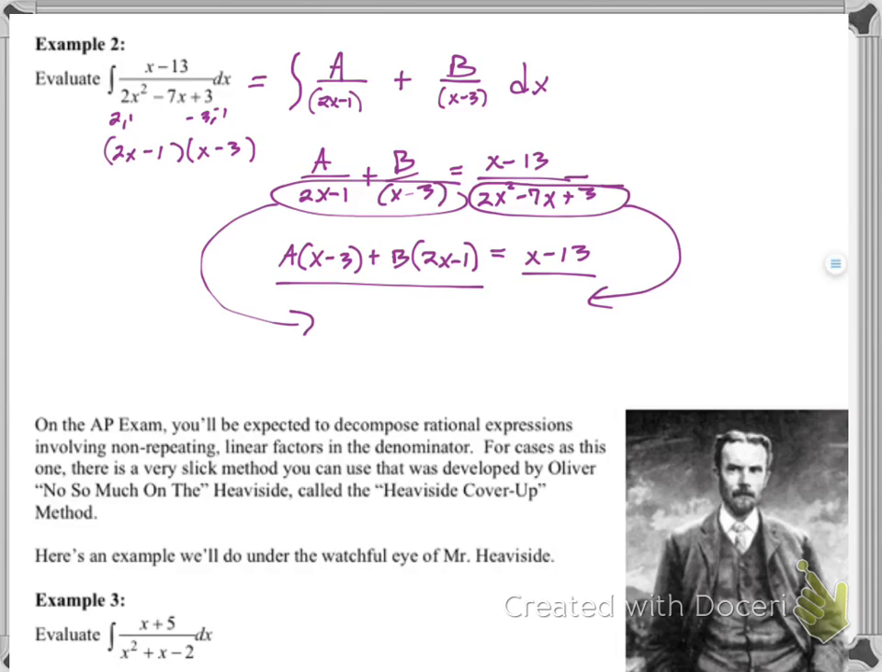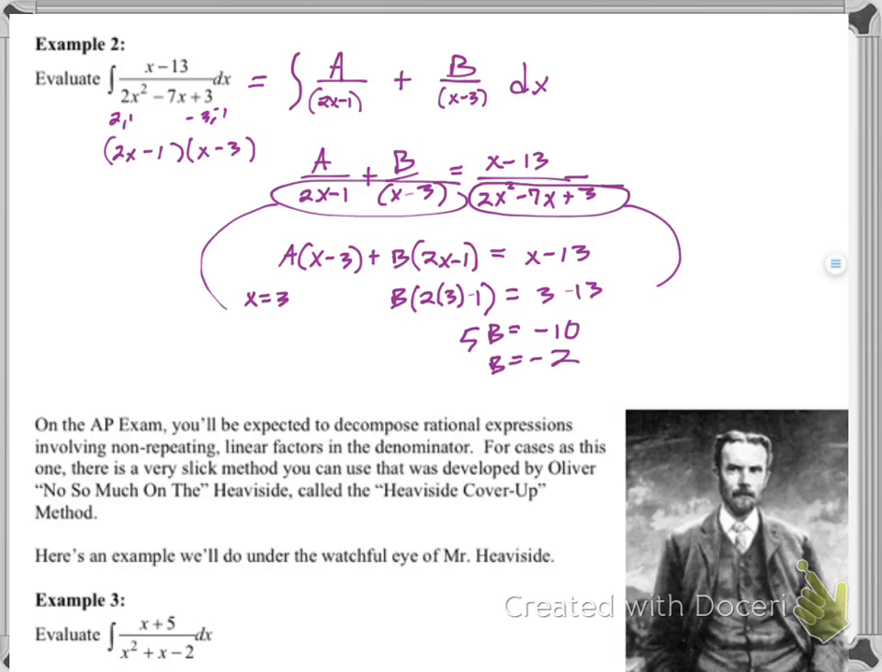To find A and B, I only need to set it. I already got the denominators equal. If I'm trying to find the A and B that make this expression equal to x minus 13, the current denominator, I can just focus on the numerators, ignore the denominator entirely. So we're just going to look at setting the numerators equal after this cross product business. And this is the solving.